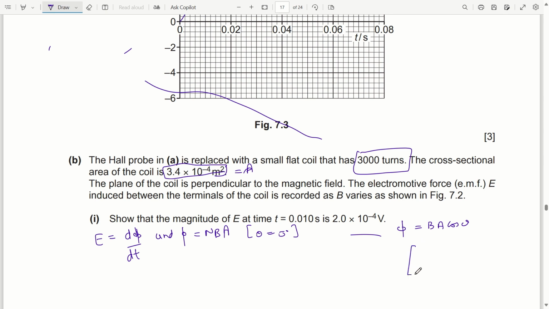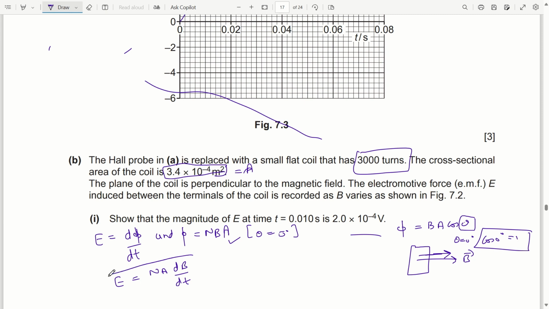Suppose that there is a coil like this, and this is the magnetic field, and if the coil is perpendicular to the magnetic field, then the area vector will be parallel to the magnetic field, and theta here is the angle between the area vector and magnetic field. So theta will be 0 degree and cos 0 degree is equal to 1. So here we can write phi is equal to NBA, and E will become, therefore, N will be constant, A will be constant, so it will vary with B. So dB by dt.